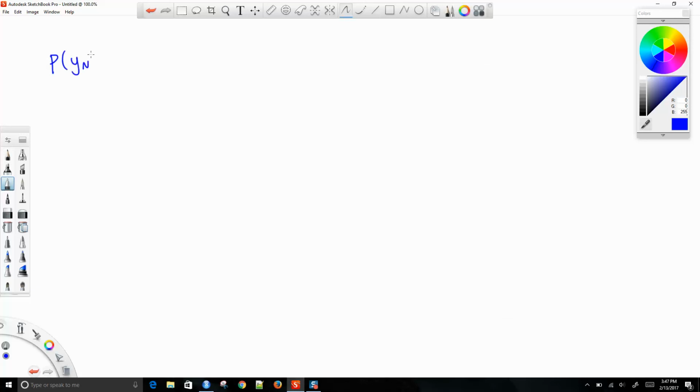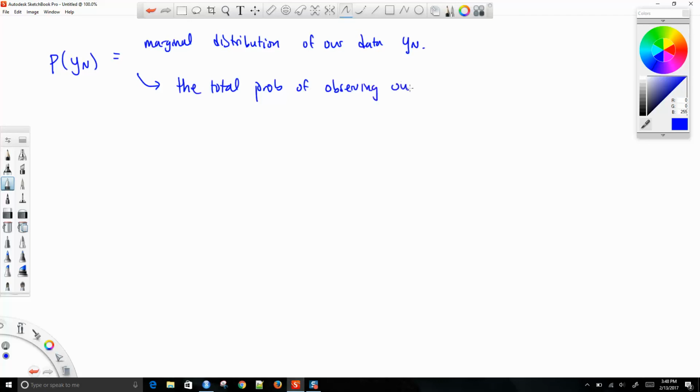The probability of Y sub n is known as the marginal distribution of our data Y. Okay? And this basically is the total probability of getting this exact data across all possibilities of our value R. That's the idea here. It's the total probability of observing our data Y sub n across all possible values of our parameters.